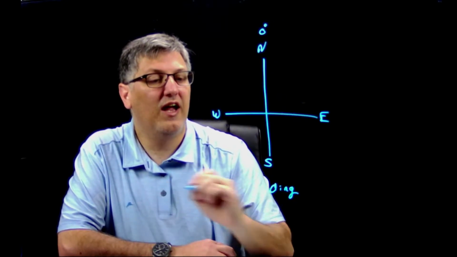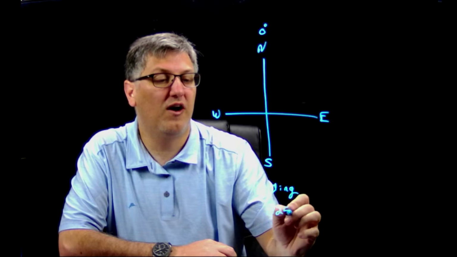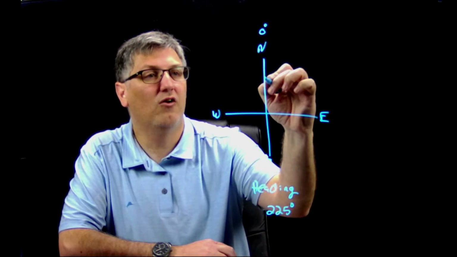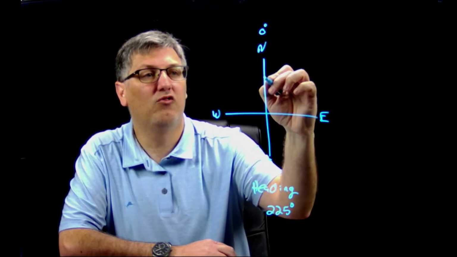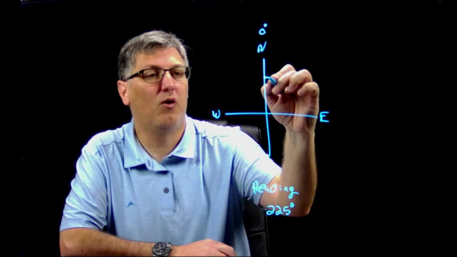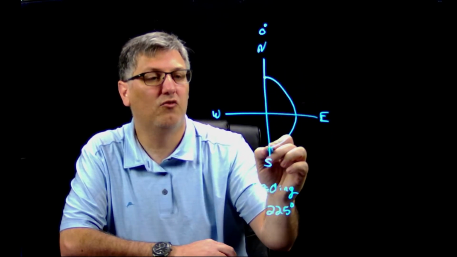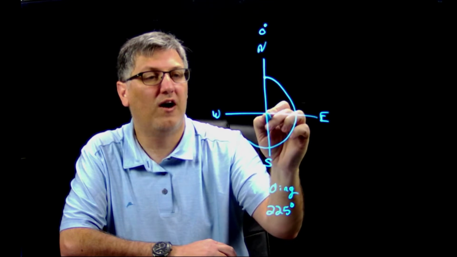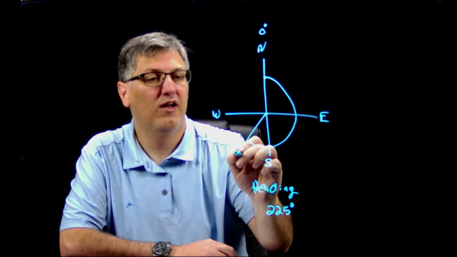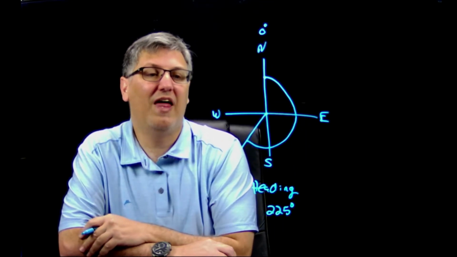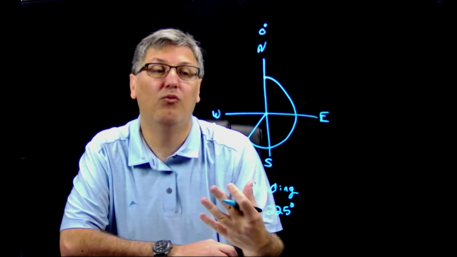Then if I want to take a heading of 225 degrees, what I'm going to do is start here on my north line, and I'm going to rotate 225 degrees clockwise. So there's 90, there's 180, and there's 225. And then we're going to come from the center of the compass and come out. That means I'm going that direction. That was what my heading would be.